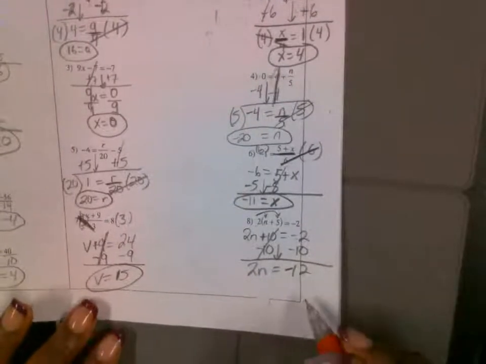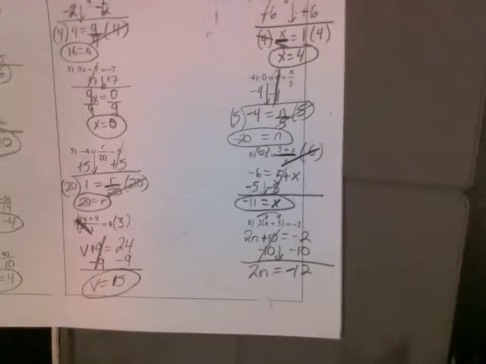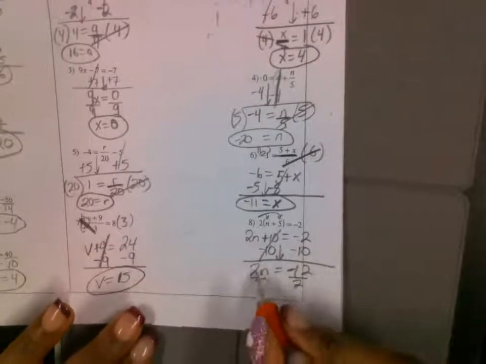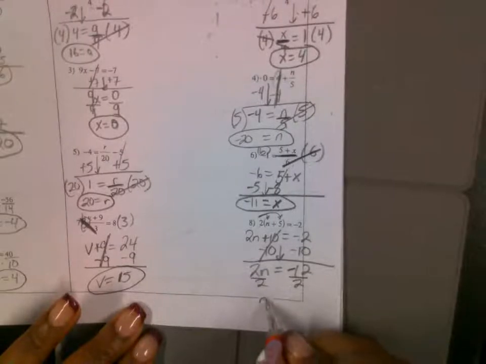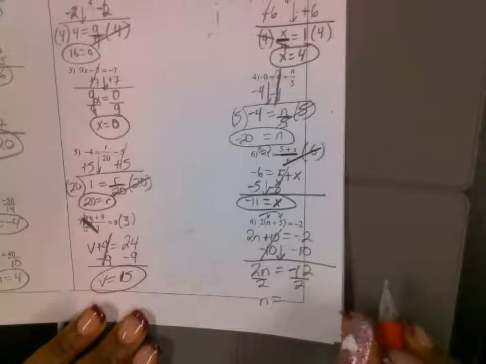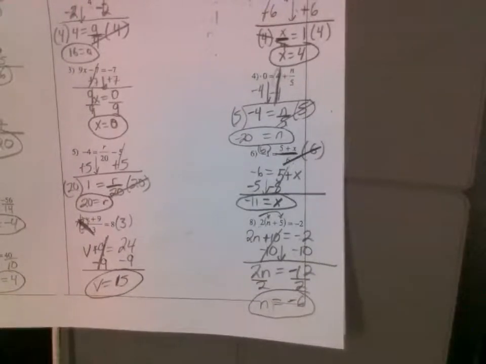All right, so now what do we do? Not that. Somebody said it. Divide by 2. So we're going to divide both sides by 2. So 2 divided by 2 gives you 1n is equal to, what's negative 12 divided by 2? Negative 6. Got it?